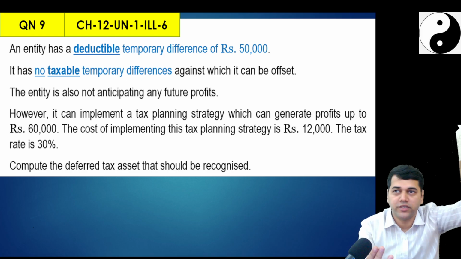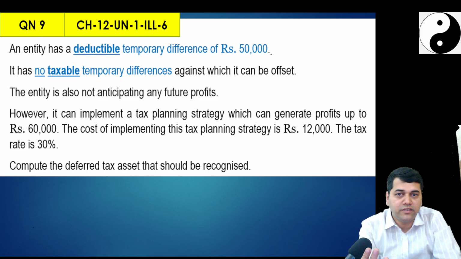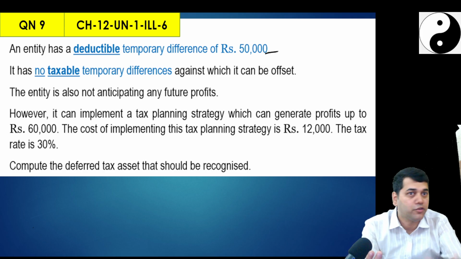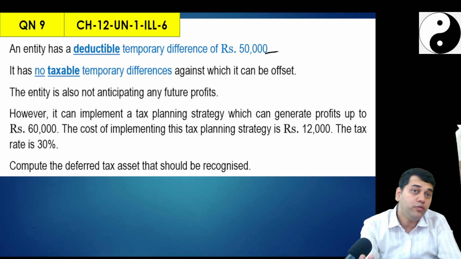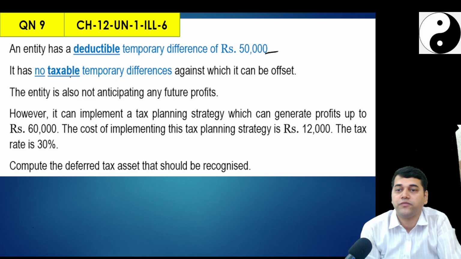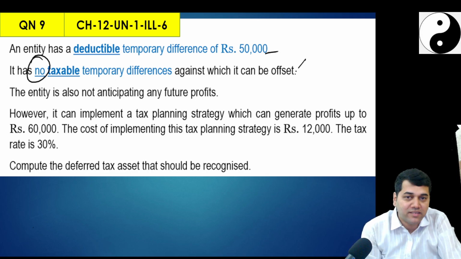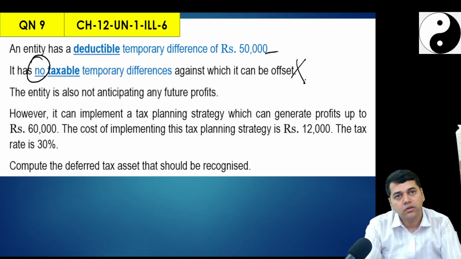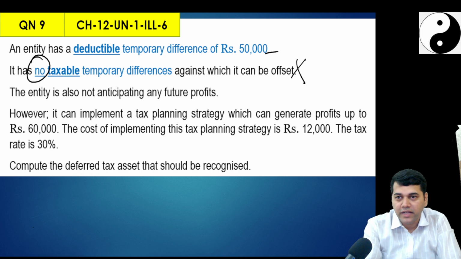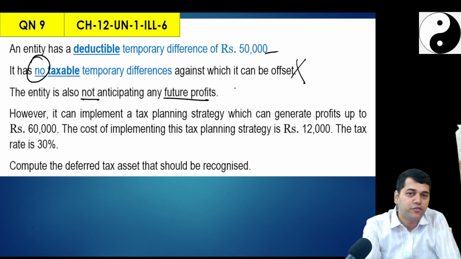In the future years, when this 50,000 is going to reverse, though in a different pattern, we have seen that already in one of the questions, do we have a taxable temporary difference also in the same pattern? No, because first of all the question says there are no taxable temporary differences to offset. Okay, no problem. There should be profits. Do you have any profit? The entity is not anticipating any future profit.